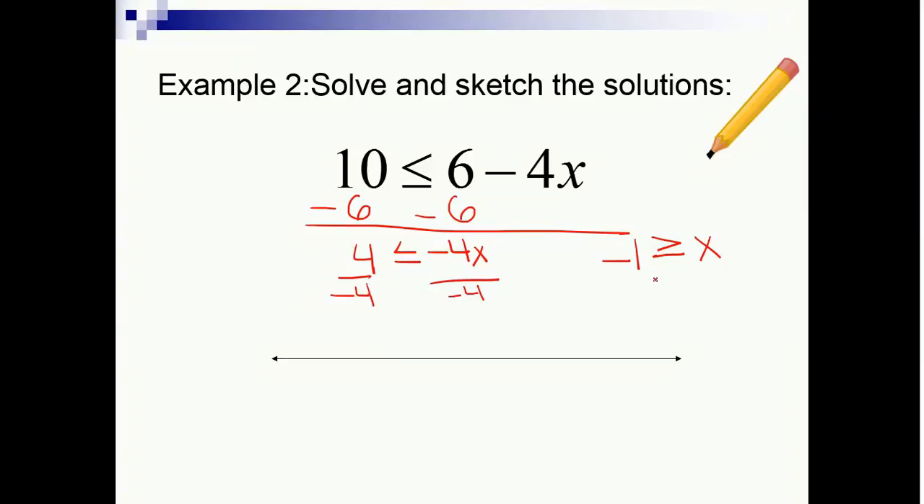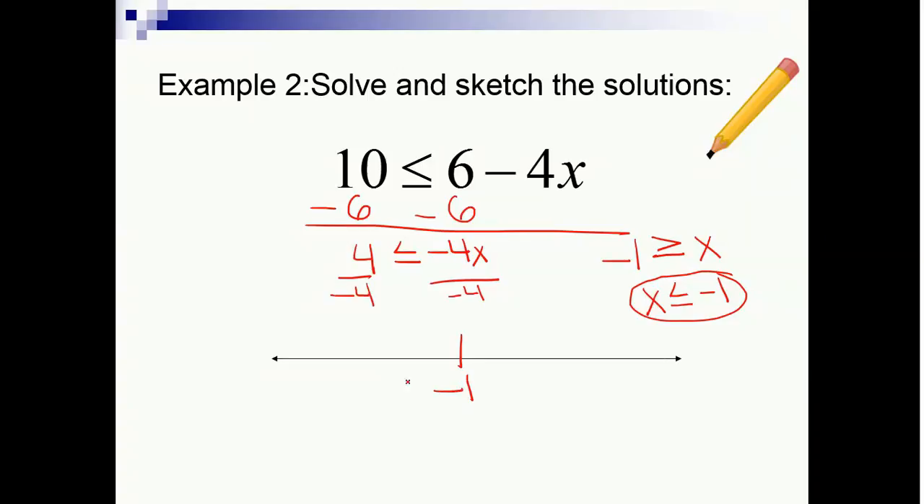That's kind of hard to read. So what I'm going to do is I'm going to flip it around. Notice the x still has the little point, the point being pointed to it. I just made it so I can see the x on the left. I like seeing the x on the left for inequalities. It's a lot easier to graph with, by the way.